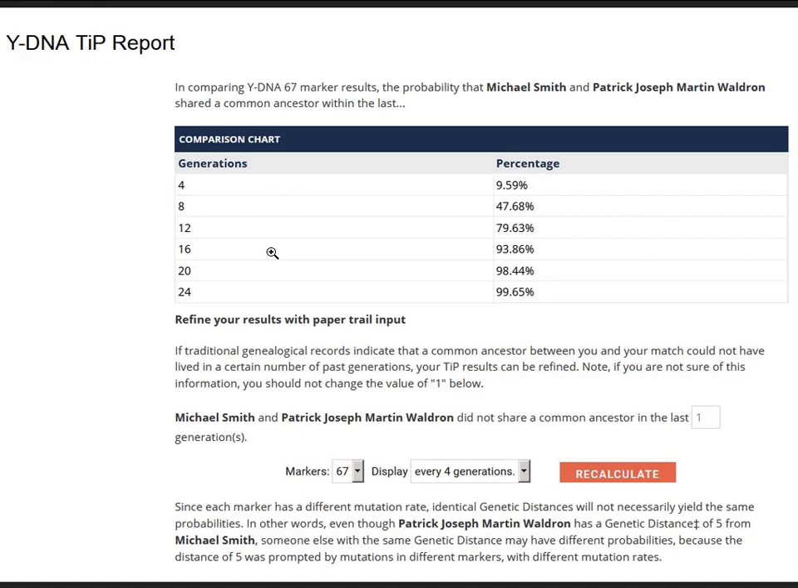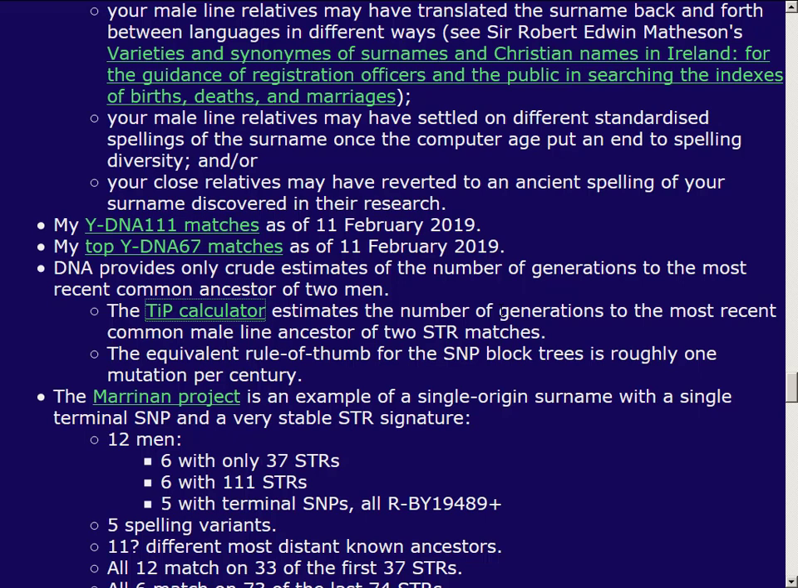I tend to think they overestimate the closeness of the relationship. I suspect this goes back before the surname era, more than 30 generations ago. So don't put a whole lot of weight on it, but at least it gives you a ballpark figure. And as I said, when we looked at the SNP trees, roughly one mutation per century is the rule of thumb people tend to use.